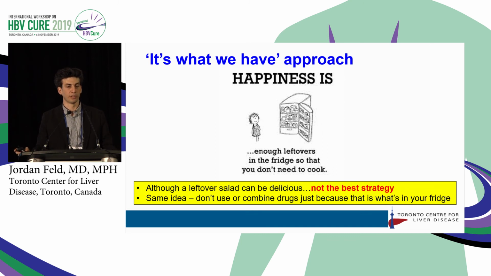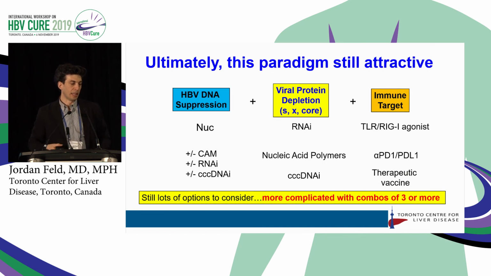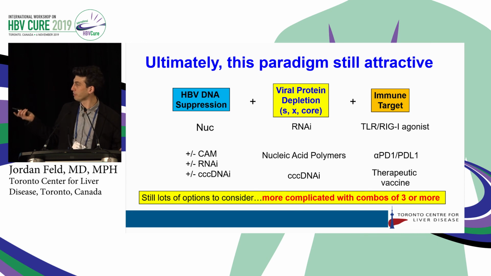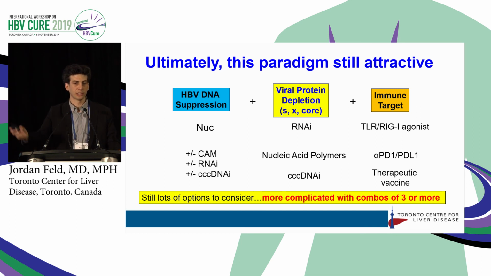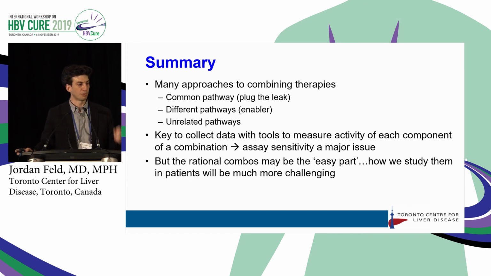So fortunately, there is some good collaboration, and many companies have multiple different approaches to consider. But remember that if yours is not the best, work with someone whose is, rather than persisting with what you currently have in hand. And then finally, this is, of course, just thinking about two different approaches. Now, I think if you ask people how should you combine, this is usually the sort of vague answer that people give: something that suppresses DNA, something that reduces antigen load, and then something that stimulates the immune system. Obviously, once you start to get into three or more combinations, you get into a very complicated matrix, and this gets more complicated. But at least I think this general approach is still probably attractive.